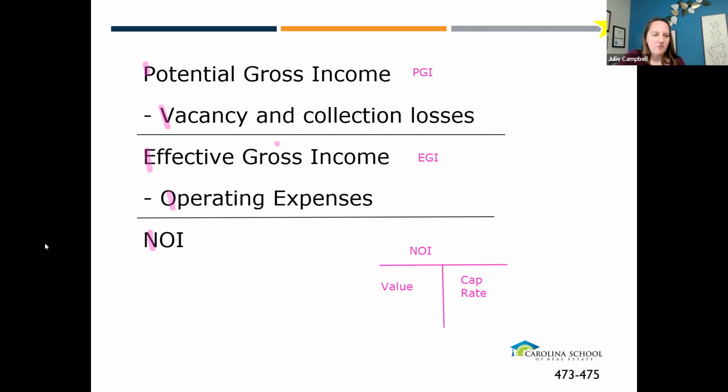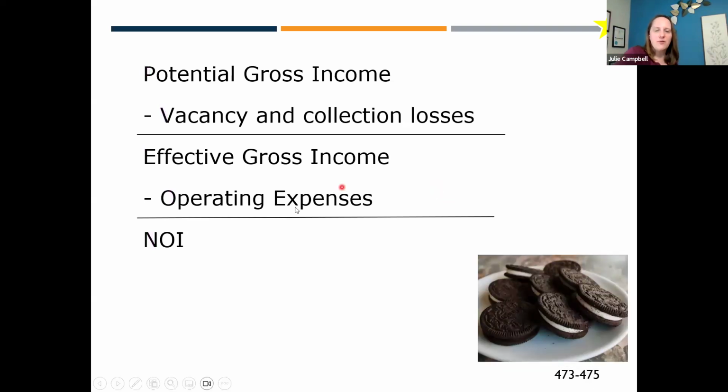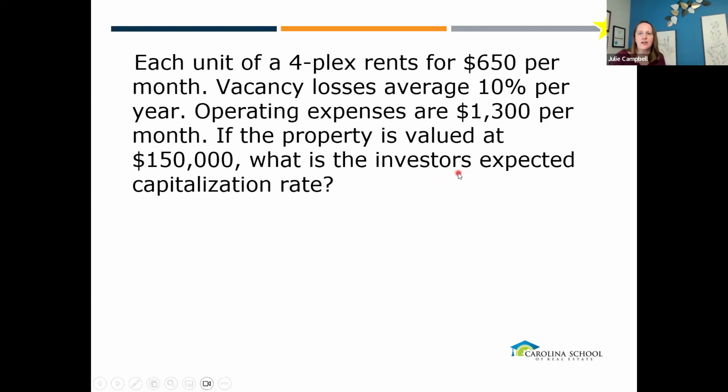So I'm going to put a problem up for you guys to try if you want. If not, hang tight. I think you should at least try it, put pen to paper and try it. And then of course, we'll talk about it together. A fourplex means there's 4 units and each one rents per month. So make sure you're starting with your potential.